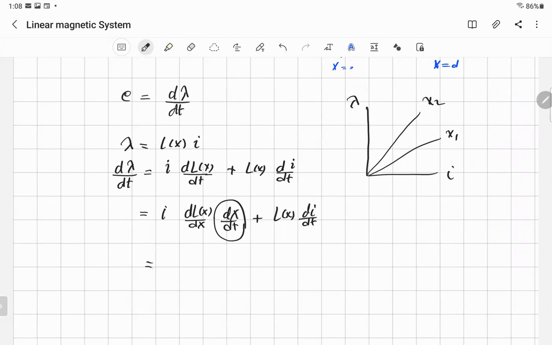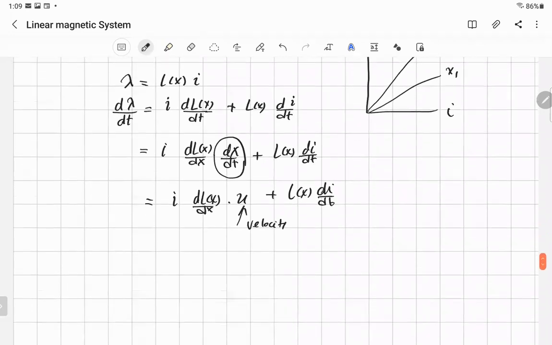So it will be equal to I dL by dx times the velocity. This is velocity, not voltage, so let's call it u, for example. Let's call it u, velocity, plus L of x times di by dt. Okay.